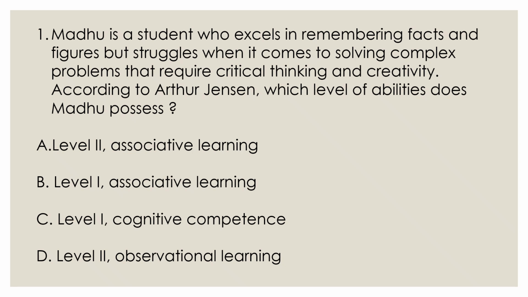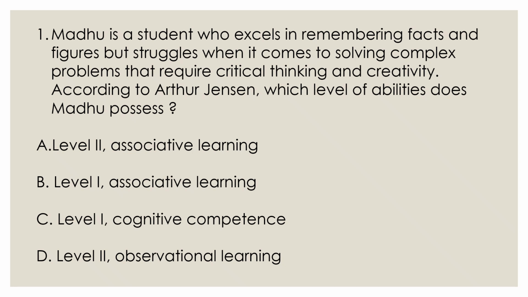Now, Arthur Jensen has given two levels. One is level 1 and another is level 2. Level 1 is associative learning, where input is equal to output. That is, a person does rote learning. Level 2 is cognitive competence, where a person uses their cognitive abilities to solve a problem.